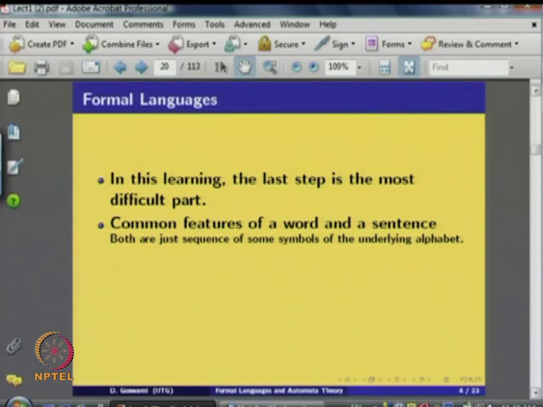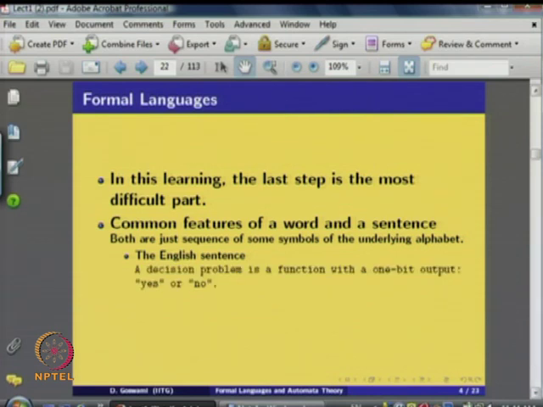We find that both are just sequence of symbols from the underlying alphabet. Consider this English sentence. Addition problem is a function with a 1-bit output, yes or no. We observe that this is nothing but sequence of symbols from Roman alphabet or English alphabet and some other special symbols like colon, quotation mark, full stop, and a special symbol which is a blank space which is used to separate the various words. Thus, abstractly, a sentence or a word may be used interchangeably. So, we do not distinguish between sentence or a word.